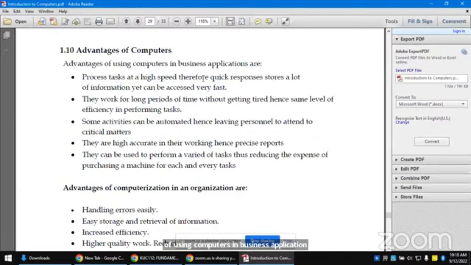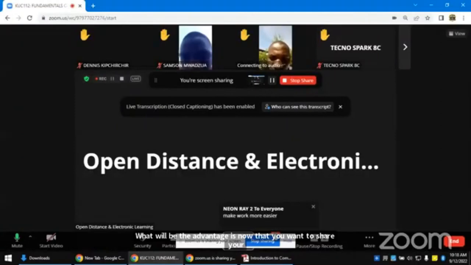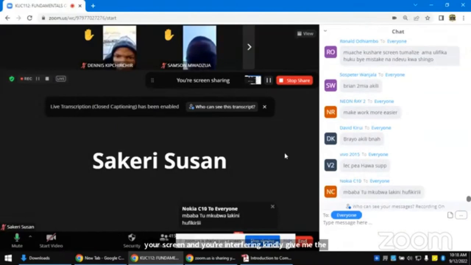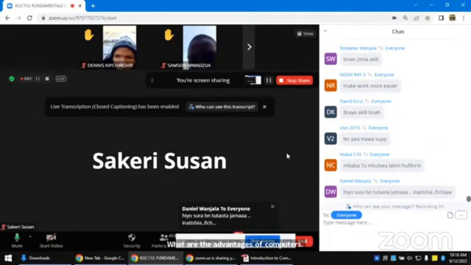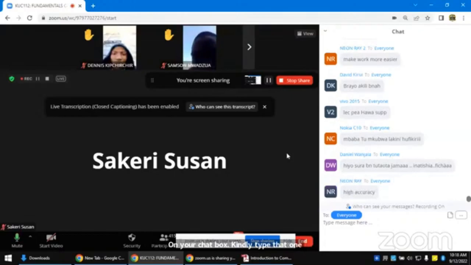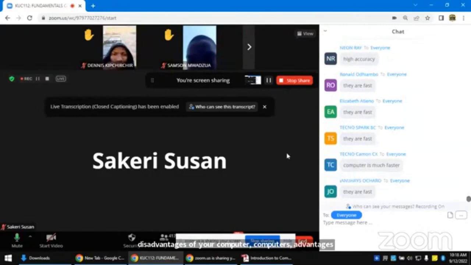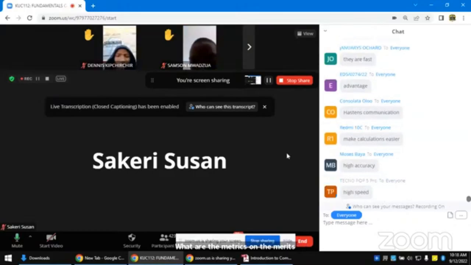What could be the advantages now that you want to share your screen and you're interfering? Kindly give me the advantages of computers. Type the advantages and disadvantages in your chat box. Advantages, merits and demerits of computers. What are the merits and demerits? Kindly type the merits and demerits of computers.